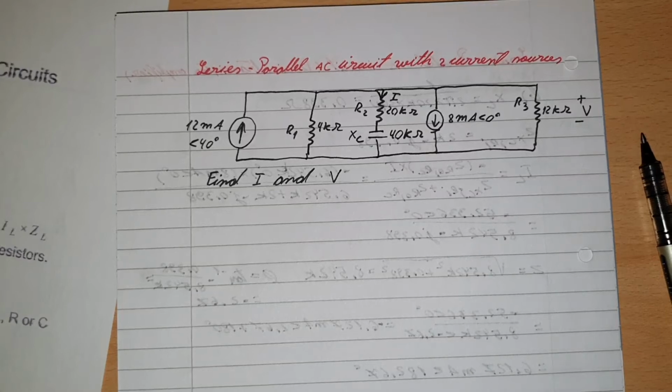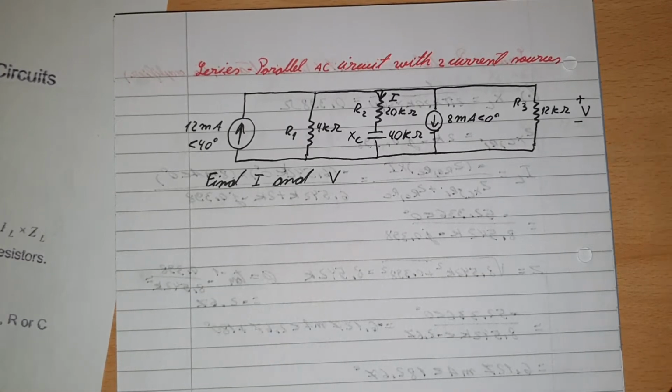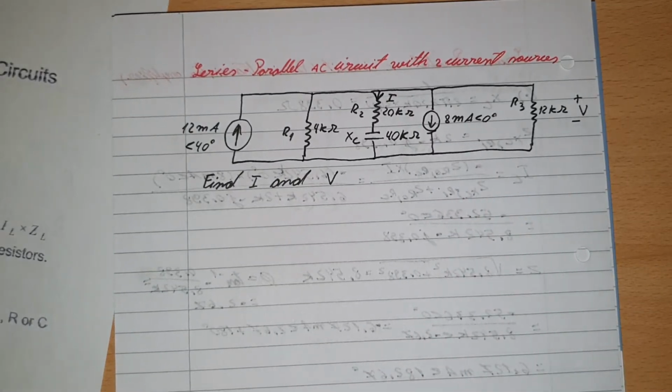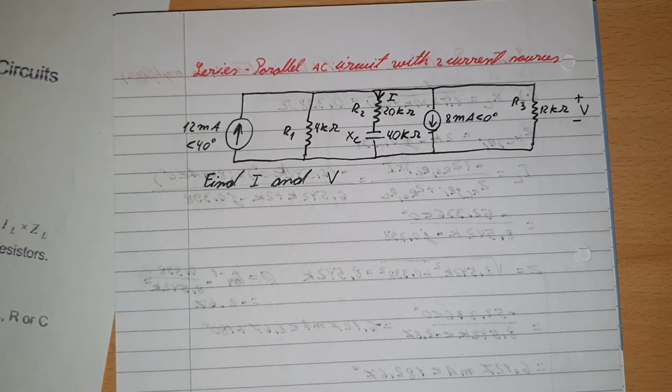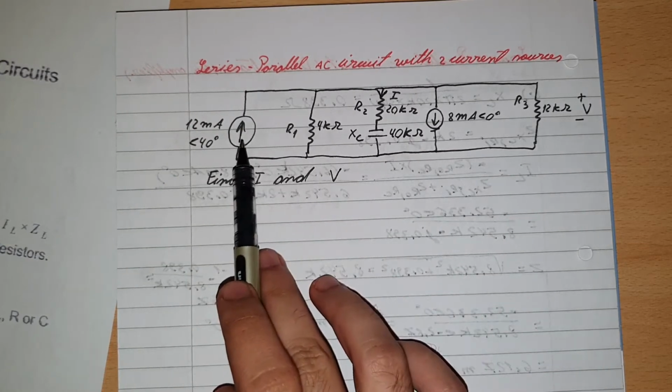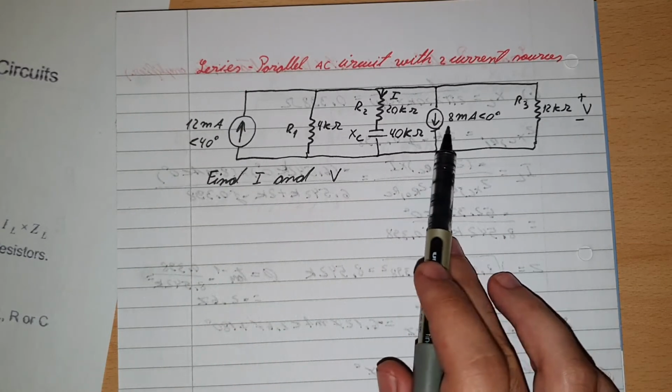Okay, here is another unique problem where there's a series parallel AC circuit with two current sources. But very importantly, this is more of a parallel circuit than a series circuit. And very important as well, these are current sources. They are not voltage sources or a current source and a voltage source. They are both current sources.